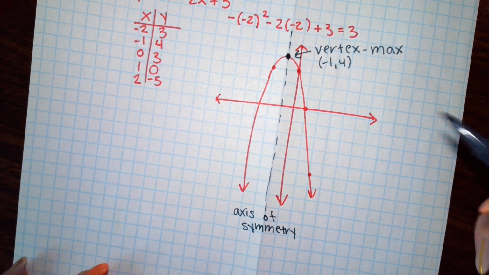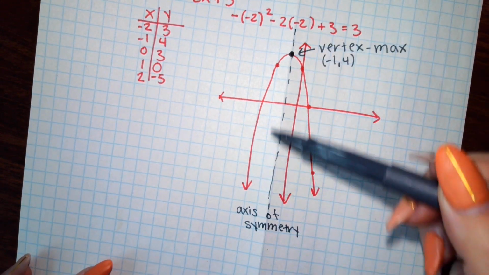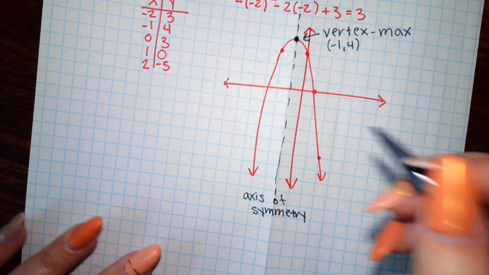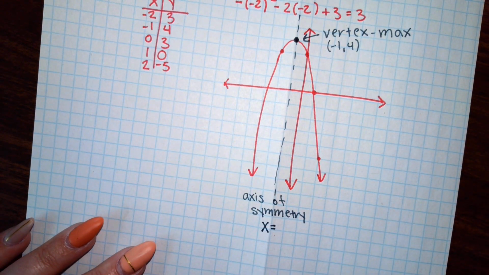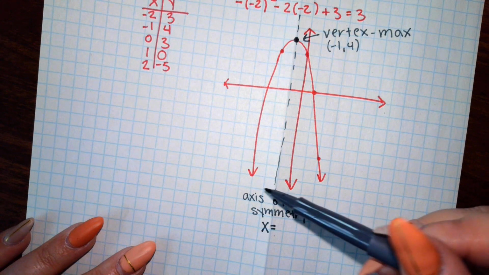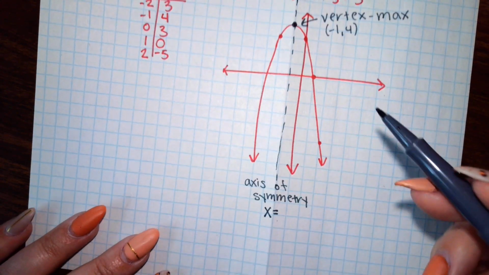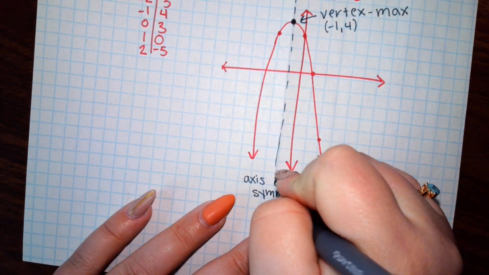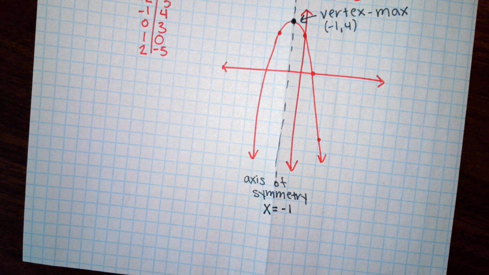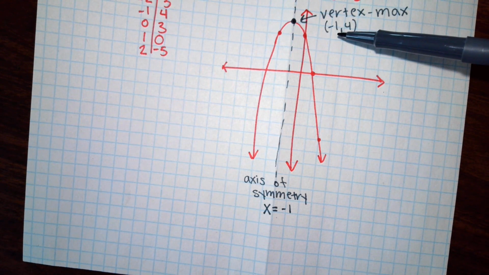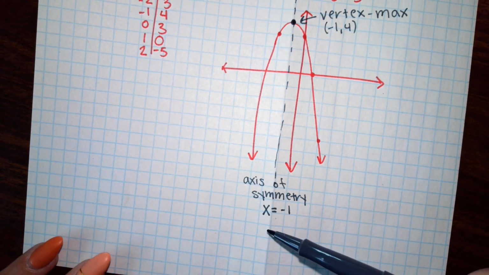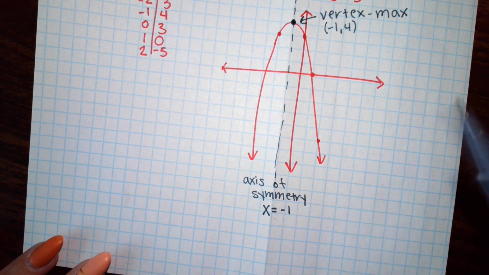Now, the axis of symmetry is a vertical line. The equation of a vertical line is always going to be x equals some number. The axis of symmetry is always going to be x equals the x value of your vertex, because it's going right through that vertex, right? So in this case, our x value is -1, so our axis of symmetry is x equals -1.